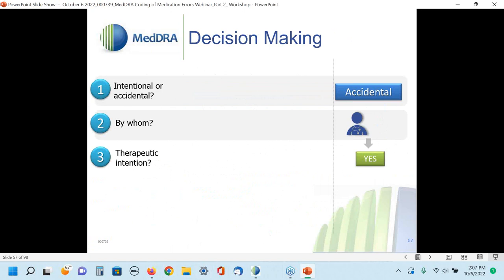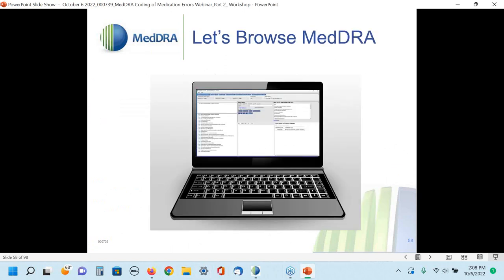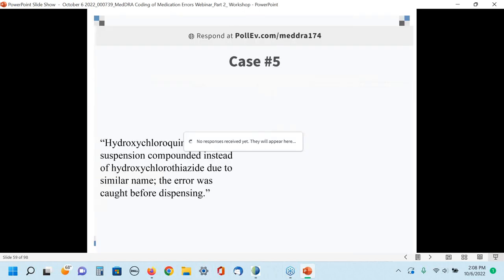Therapeutic intent? Well, yeah, presumably this was an agent with a therapeutic intent, and then we end up with medication error. But the medication error did not occur because it was intercepted before it happened. So that tells us something about the type of term that we would use because this is an intercepted error. Okay? So let's go to MedDRA and browse, and I'm going to ask you to take a crack at that one.